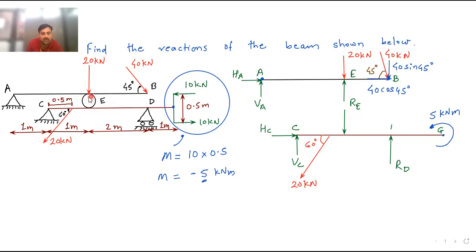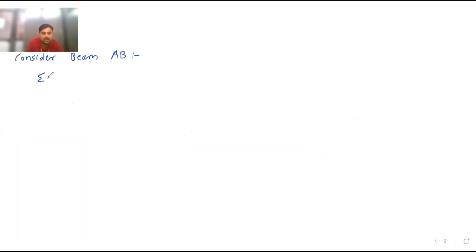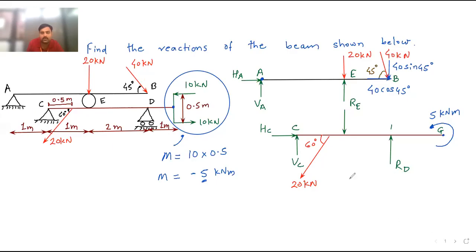Now here we can see in this diagram, this is point A, here it is point E. A to C is 1 meter, then again C to E is 1 meter. So A to E total distance is 1 plus 1, 2 meters. So I will write 20 into 2. Here summation M about A equal to 0, where we take clockwise moments as plus and anti-clockwise moments as minus. So my first term is 20 into 2.